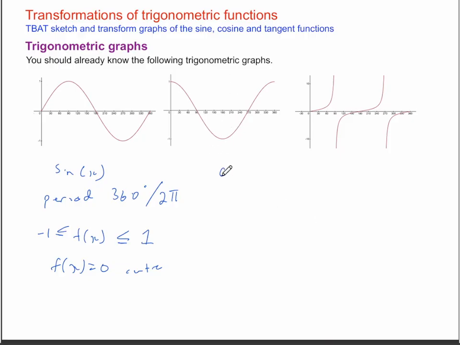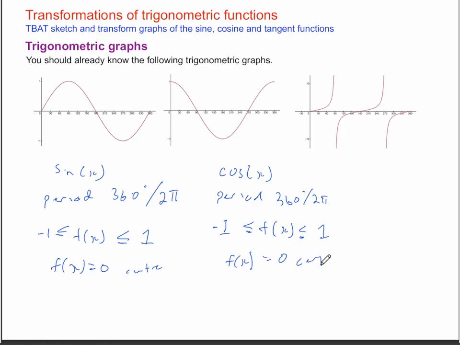The next graph is the cos graph. And again, the period is the same, 360 degrees or 2 pi. And the range is between -1 and 1. And again, f of x equals 0 is the center. The only difference between the sine and the cos is that the cos starts from 1 when the degrees are 0, while the sine starts from 0 when the degrees are 0. However, they are the exact same curves, right? They just have a different starting point.